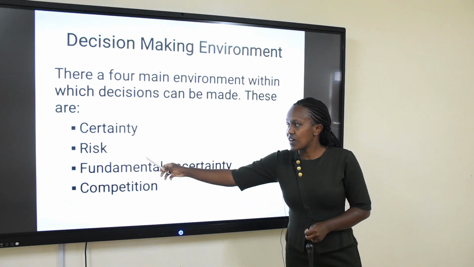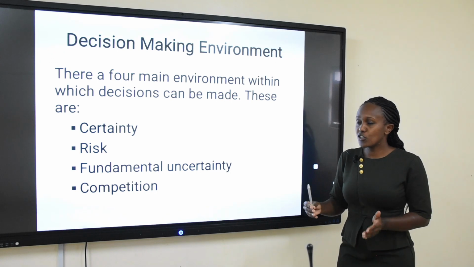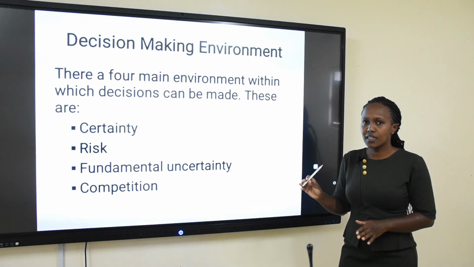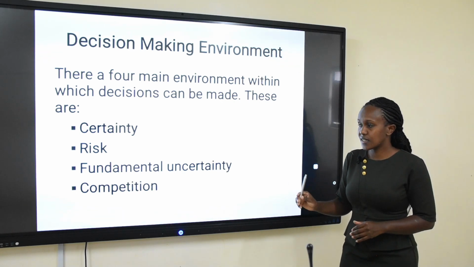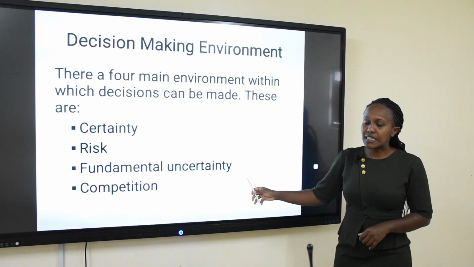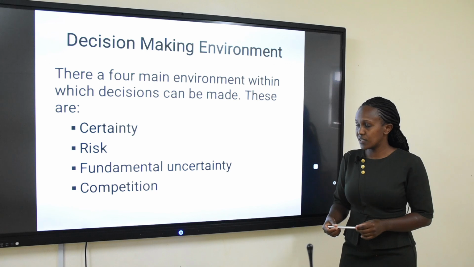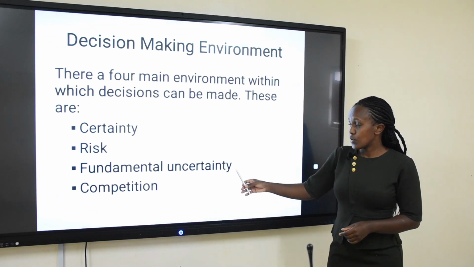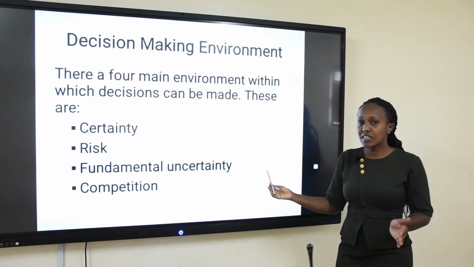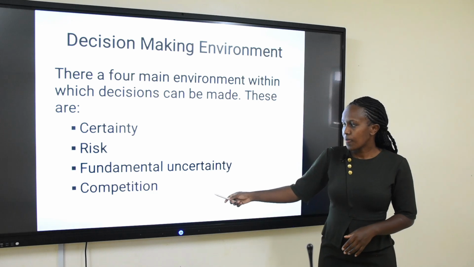Or you can have a risk environment where a situation may or may not occur, but it can be predicted based on historical data. The probability of occurrence can be predicted. That is a risk situation. Fundamental uncertainty is where the states of nature are not known, neither are their probability distribution. Here, in a fundamental uncertainty situation, the decision maker, depending on their risk appetite, makes the decision without any information.